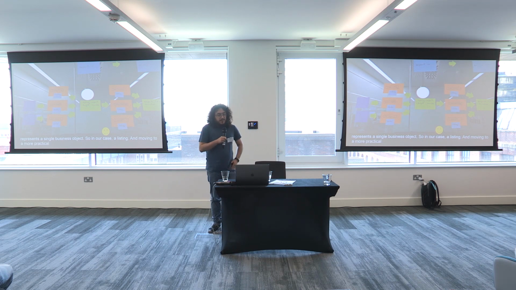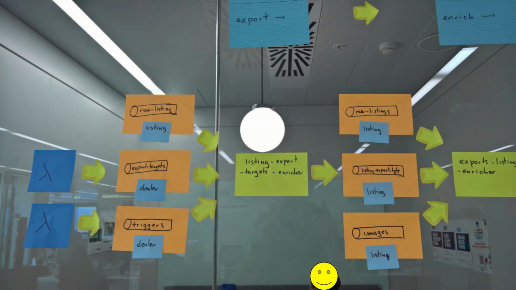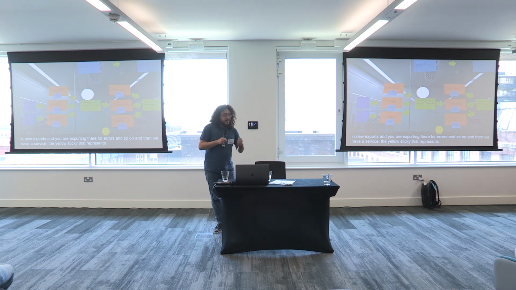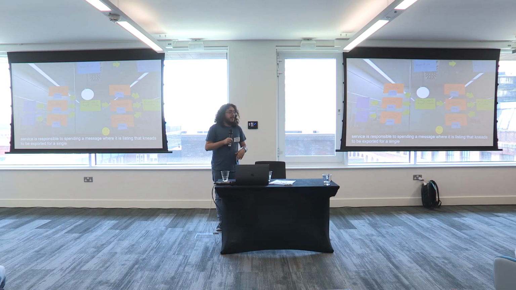This is the first function in our current architectural diagram that we built with some stickies. Arrows are the data flow of our system. We have 2 AWS lambdas that push some information to Kafka, depending on some business use case, like adding new exports and re-exporting the dealer stock for errors and so on. And then we have a service, the yellow sticky, that represents the export function. This service is responsible for generating a message per each listing that needs to be exported for a single dealer, with the information about where to export and how.